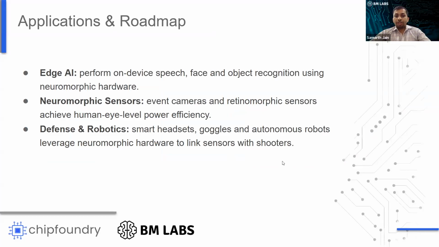The applications for these can be edge AI for a start. You can use it on device for speech, facial, and object recognition. For neuromorphic processing, you can make neuromorphic sensors with a camera at the front end and a neuromorphic IP processing it in real time. And it's also great for robotics and defense applications if you choose to use the Neuromorphic X3 IP.